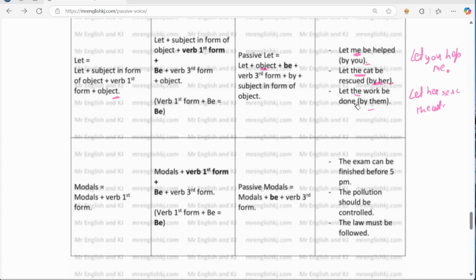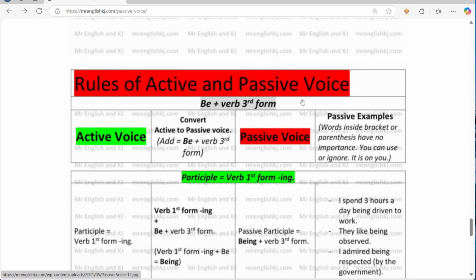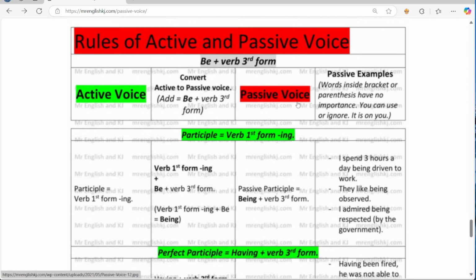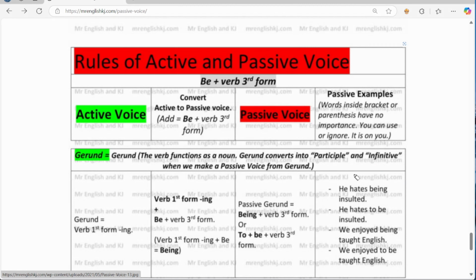Okay, let means allow. So allow you to help me. Okay, and allow her to rescue the cat. Give her permission to rescue the cat. You might not see that in real life that much, but if you see, this is the way. Okay, it goes the same with the participle. The gerund ing, same thing you will find.